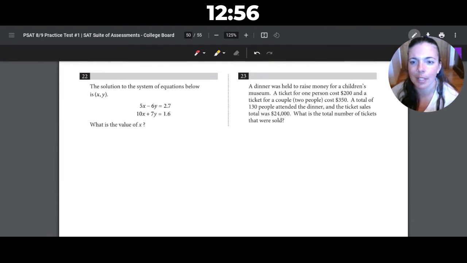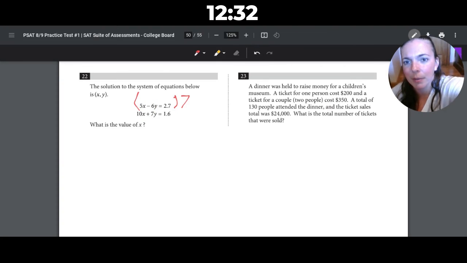22, the solution to the system of equations below is (x, y). What is the value of x? So we did one very similar to this in our first section without a calculator. Let's say we want to solve for x again, so we need to get y to cancel out. So because there are coefficients in front of the y's, I want to get those to be the same. So I'm going to just multiply the top by 7 and the bottom by 6. And let's watch what happens.